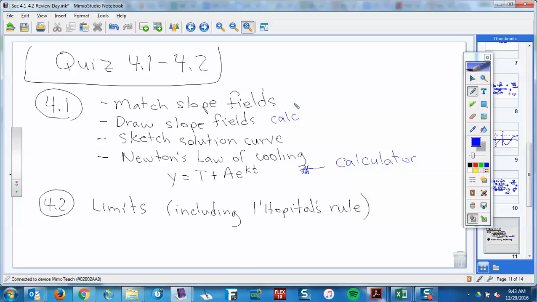So the matching would be no calculator, and sketching the solution curve, well, that could actually be in either part. And then, of course, this will all be no calculator here.